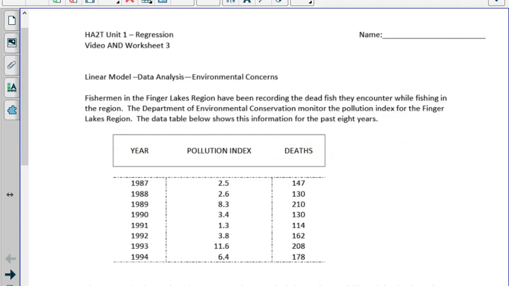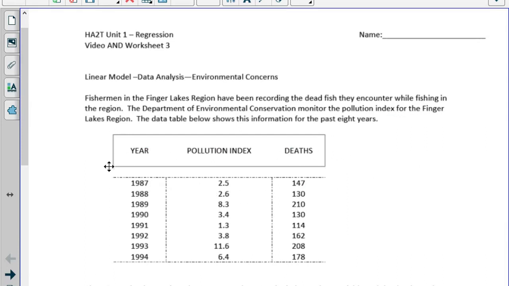We're going to talk about linear regression today. Fishermen in the Finger Lakes region have been recording the dead fish they encounter while fishing in the region. The Department of Environmental Conservation monitors the pollution index for the Finger Lakes region, and the data table below shows this information for the past 8 years. Well, apparently this problem is pretty old because 1987 was not 8 years ago.